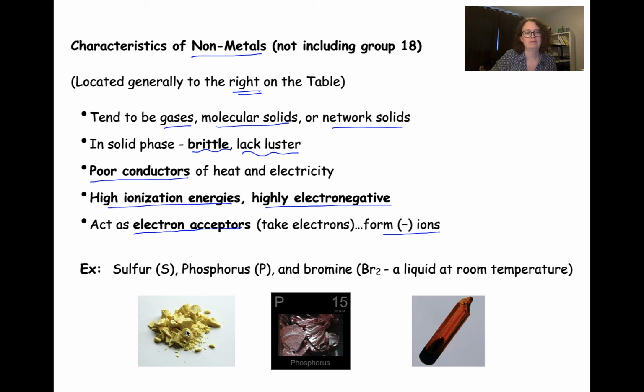So some examples of this are sulfur, and you can see that it's a brittle solid. It just forms these sort of powders. Phosphorus, and this is bromine, which is a liquid at room temperature.